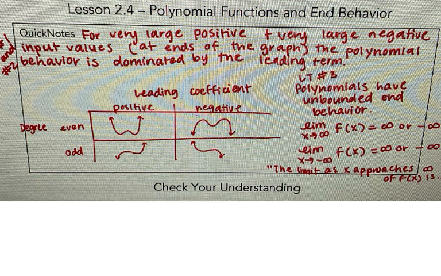Odd degree polynomials have disagreeing end behavior. One's positive, one's negative. By default, the y should be increasing as the x is increasing. That's the default. If you think about what x to the first looks like here, what x to the third looks like here, that's the normal end behavior of an odd degree polynomial. But if I reflect it, if I have a negative leading coefficient, it changes the end behavior to be decreasing from left to right.